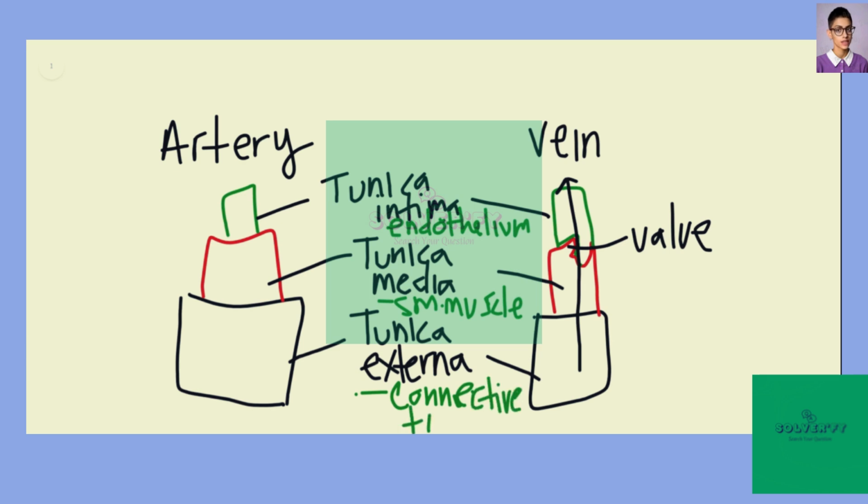So whether you know them as these strange inner, medium, external names, or if you just know that it's this protective endothelium followed by a smooth muscle followed by connective tissue, however you want to cut it, it is three distinct layers. They have that in common.